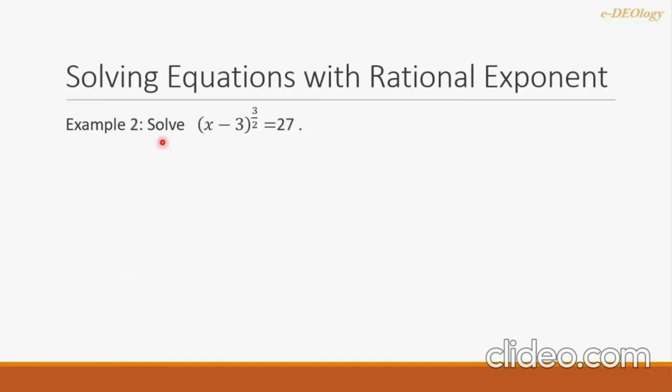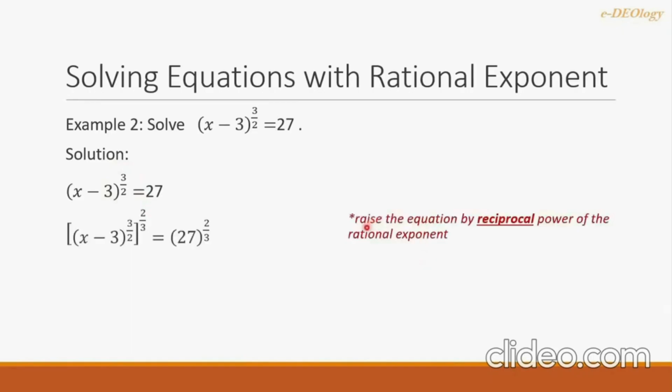Let's have example 2. The quantity x minus 3 is raised to 3 over 2 equals 27. First, let us copy that same problem. And then, in here, we want to delete that exponent 3 over 2. Or simply, we want the 3 over 2 exponent to be equal to 1. We will do that by raising the equation to the reciprocal power of the rational exponent.